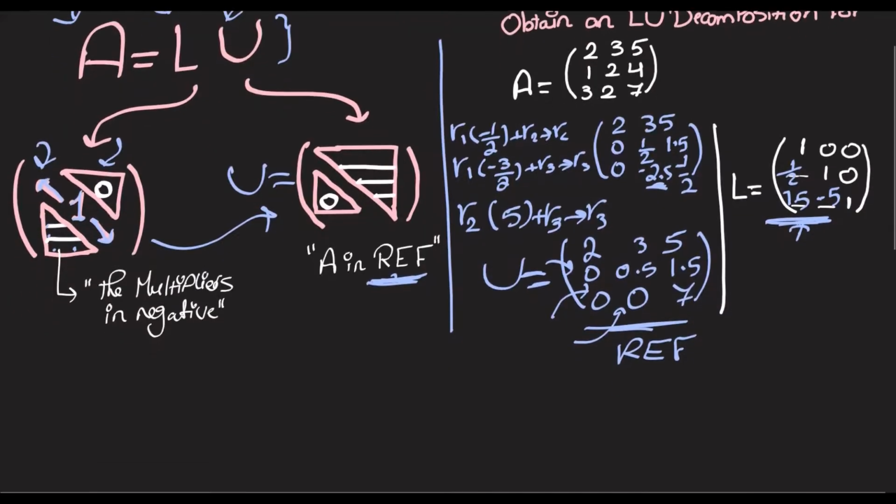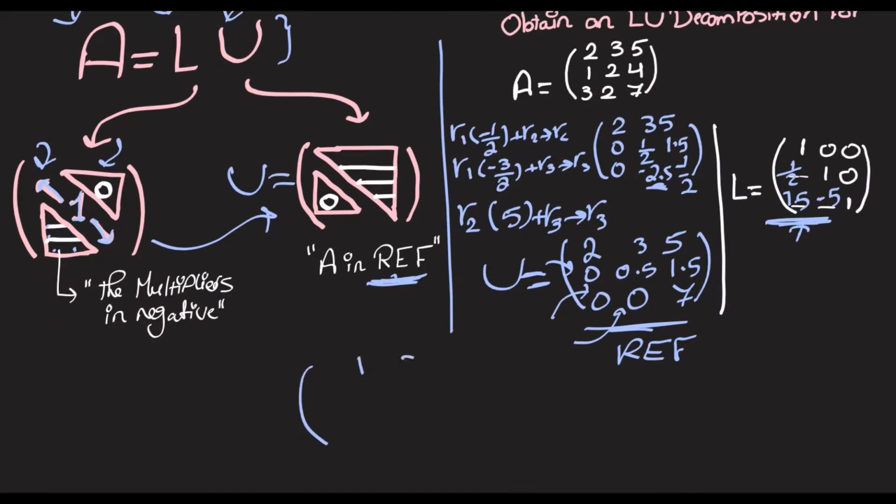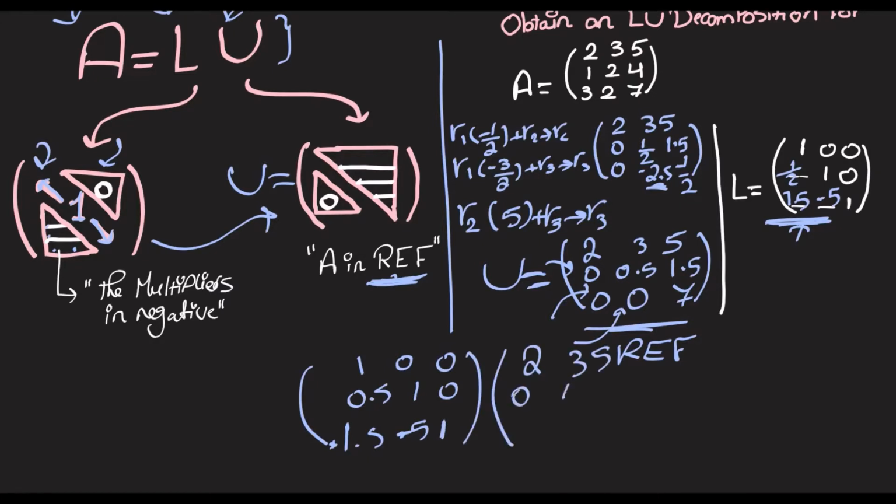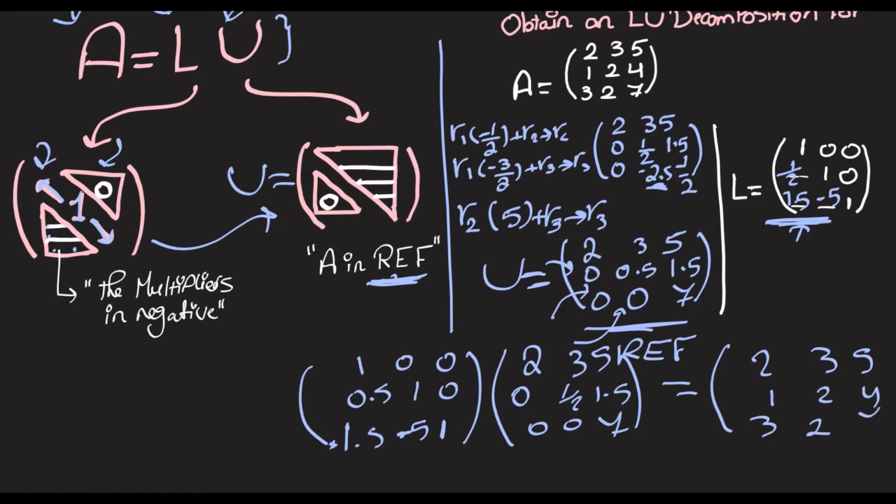If we multiply L by U, you can try this, of course, it's going to give you back A. So it's -5 and this is 1.5. Sorry about the handwriting. So this is L, you multiply that by U, and you get back A: 2, 3, 5, 1, 2, 4, 3, 2, 7.